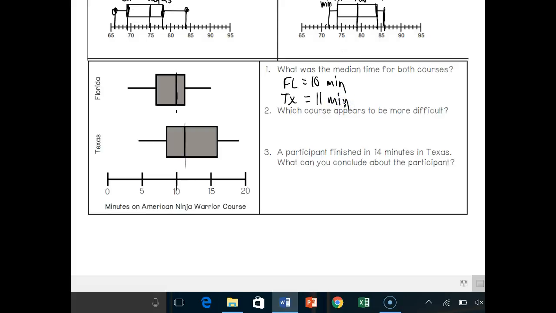All right, so which seems more difficult? Well, Texas is more difficult because it takes longer. The more time you take, probably the harder the course is, right? So Texas is more difficult. It takes longer.